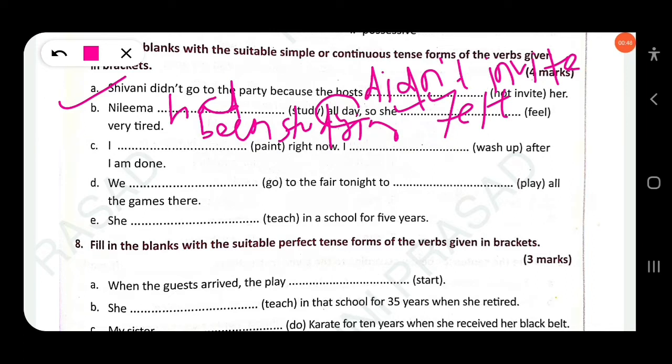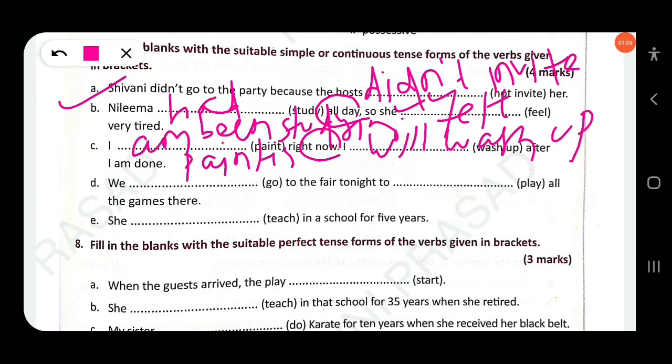The next: I dash right now. Right now means we are talking about the action happening at the present time. I am painting right now. I dash after I am done. So I will wash up. Here it is simple future. I will wash up. Clear? So the first one is I am painting right now, present continuous, and here simple future, I will wash up.